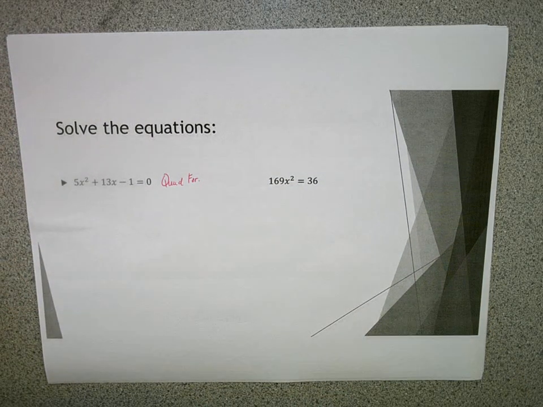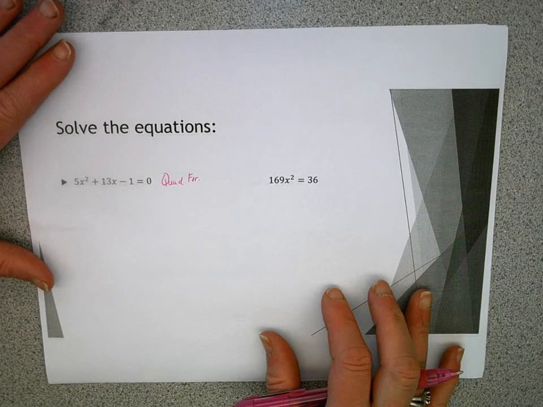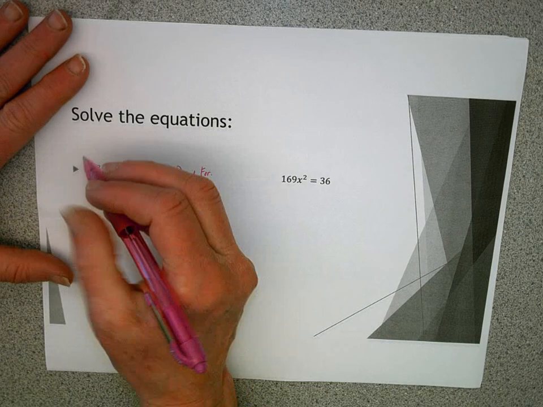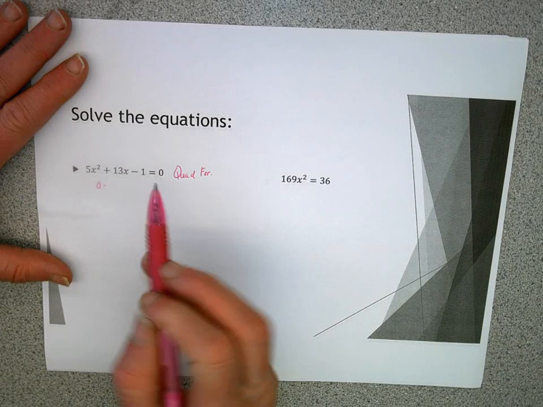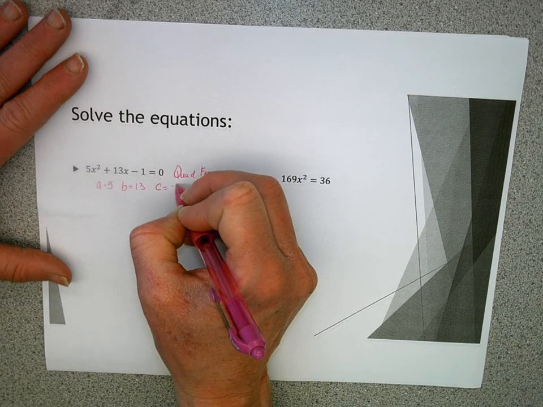Okay, so let's do this one by the quadratic formula. I would suggest this is the best way to do this one. I don't think anything else is very good. So A is 5. Wait, let's first make sure it's equal to 0. B is 13. And C is -1.